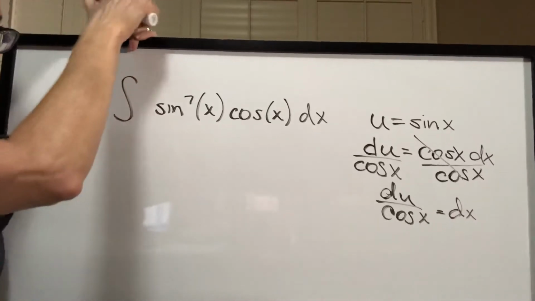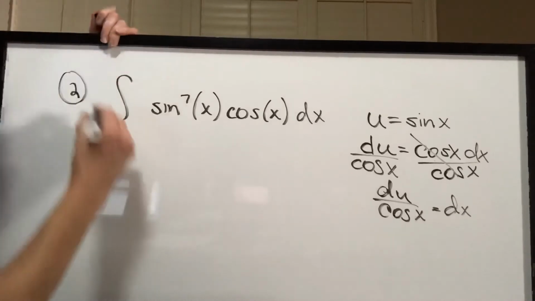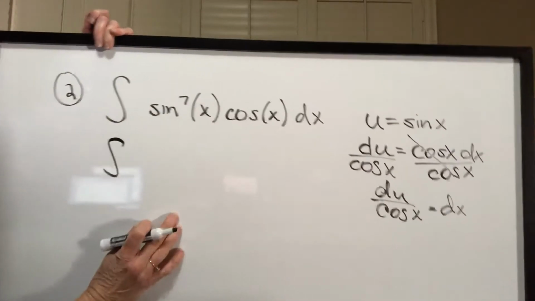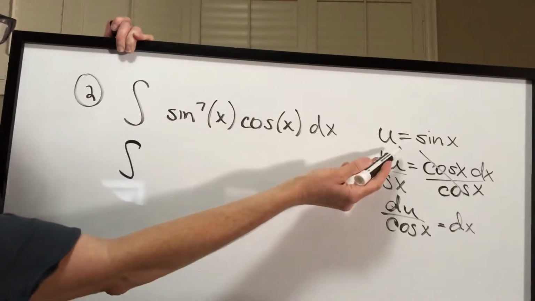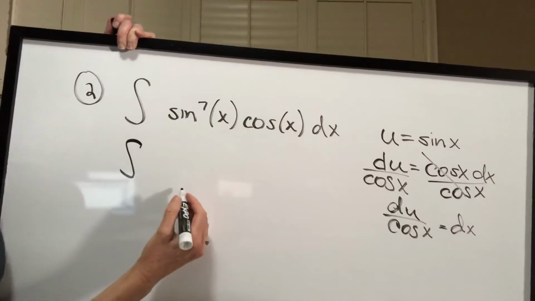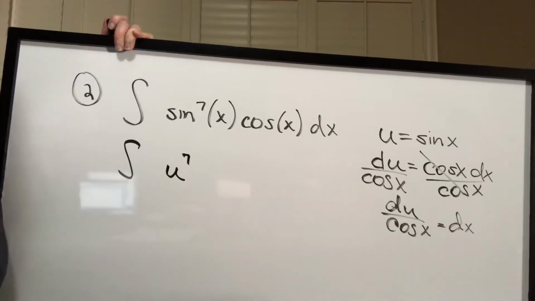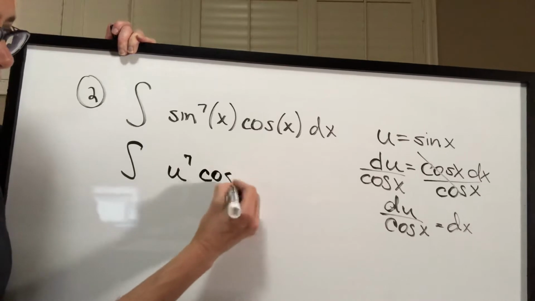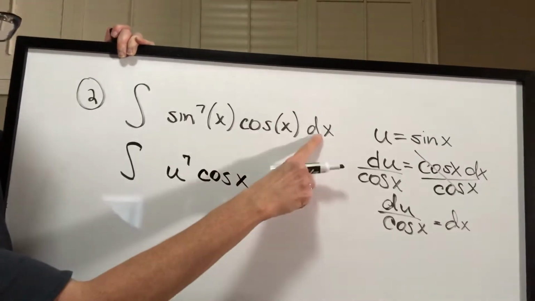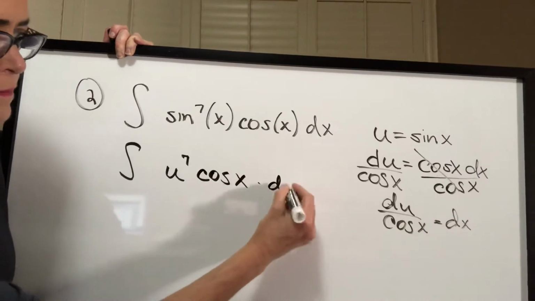Okay, so now we're going to do the substitution part. So you would still have the integral. Instead of sine to the 7th x, remember that u is the sine of x. So that would turn into u to the 7th. Now you would not change the cosine of x, that would still be there. And then remember dx, we now know is du divided by cosine x.